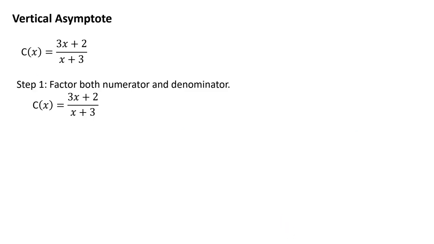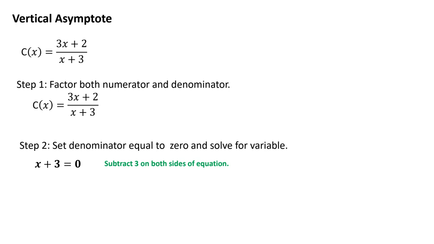So now for the next step, it says to find the asymptotes. So if I look at my numerator, 3x plus 2, that's already factored, and x plus 3 is already factored, so there's nothing for me to do there. I'm going to set my denominator equal to 0, and so x equals -3 will be my vertical asymptote.